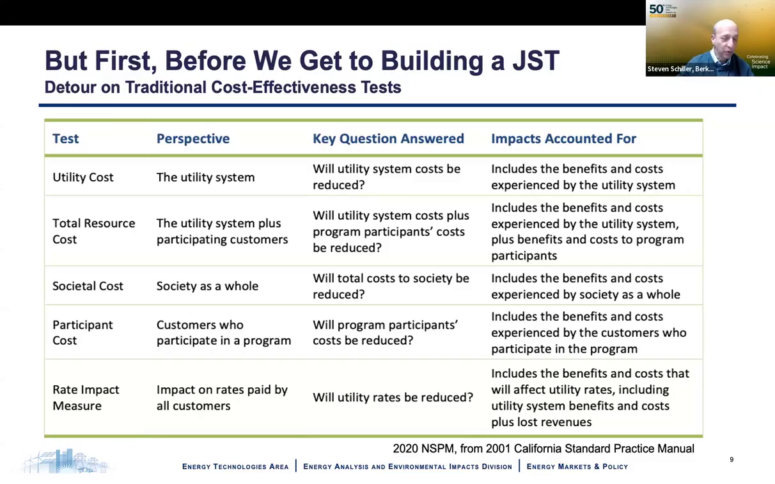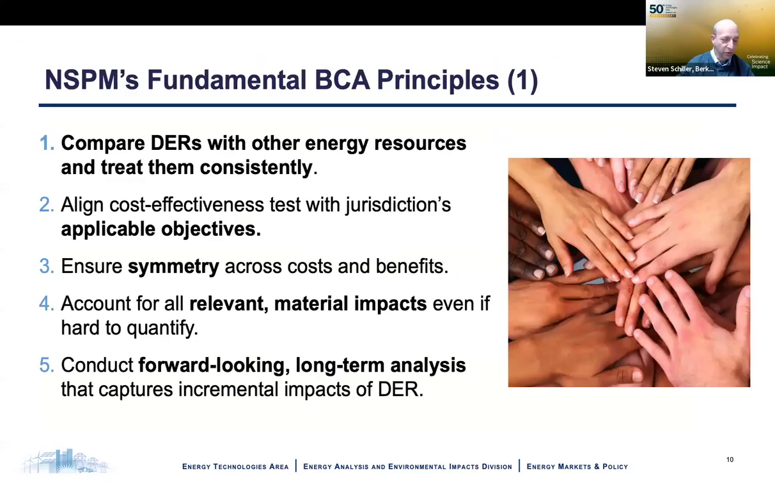Might end up being one of these, but it's the one that you develop in order to be applicable to your jurisdiction. So what we do with these is that we start with the fundamental principles that the NSPM came up with. There's 8 of them, maybe it's 10. We'll find out by the end of the next slide. Basically saying that to compare DERs with other resources, treat them consistently. You want to align your cost effectiveness with whatever the objectives are in your jurisdiction as defined by your policies. Ensuring symmetry between the cost and benefits. If you include a cost, you want to include an associated benefit and vice versa.